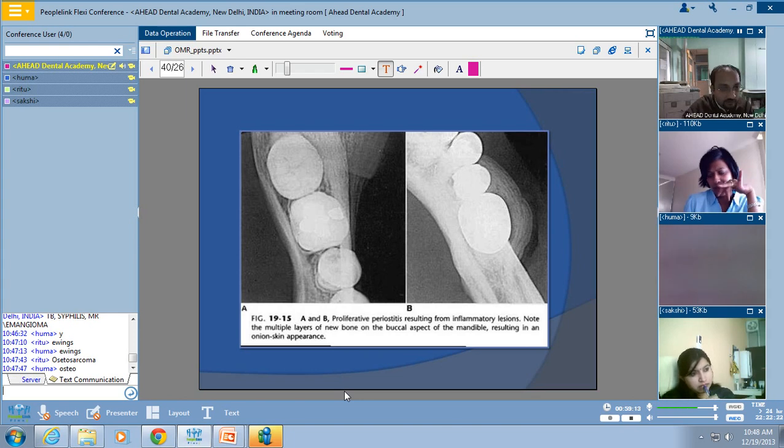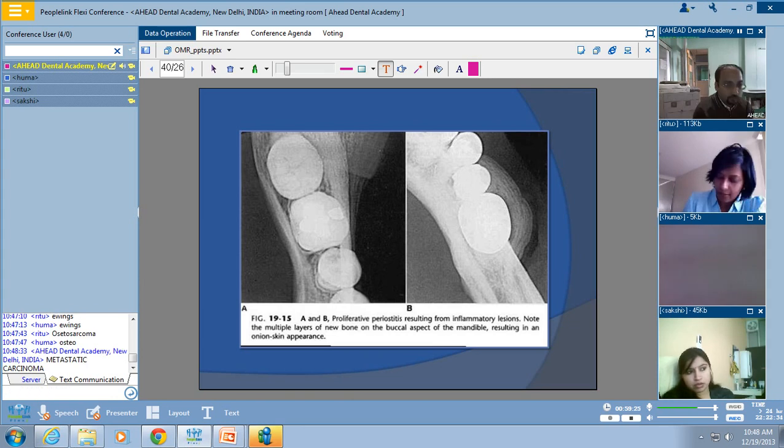Should I write it down? It is a slightly difficult answer, but you guys should know this. Metastatic carcinoma. What is metastatic carcinoma? Secondary carcinoma is called metastatic carcinoma. By secondary carcinoma, what do you mean by secondary carcinoma?